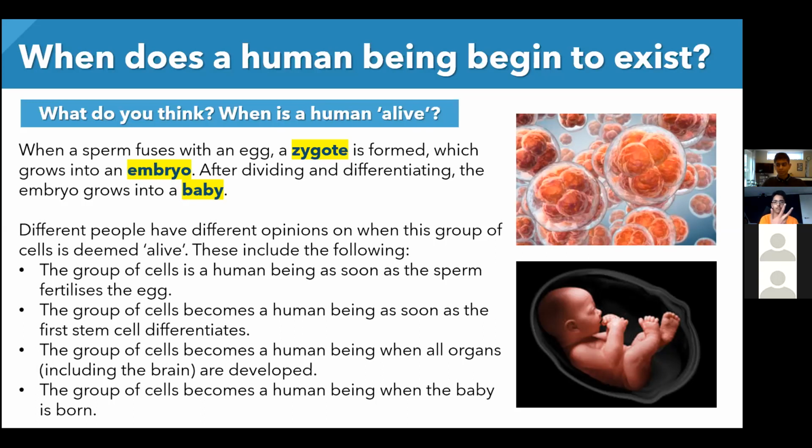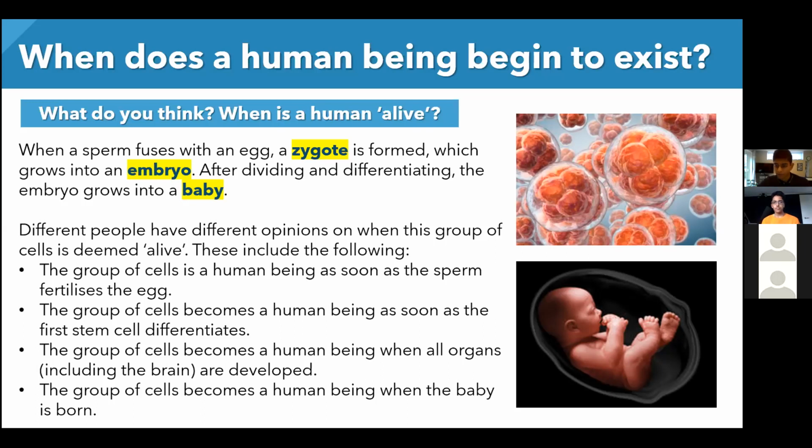This is obviously a very cogent argument. When an embryo has all its organs, then it's ready for birth. And once it's ready for birth, it will start its life as a human being. So that's a very good point, and a very widely accepted view of when the zygote becomes a human being. And then also, the group of cells becomes a human being when the baby is born. So that, again, like we talked about, is also another huge point.